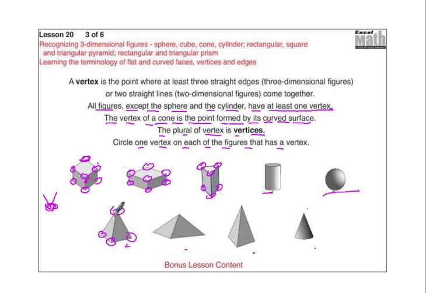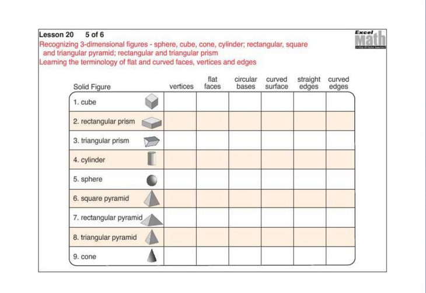You could circle all of them if you want to, but it just says to circle one of these, and that is your only choice on the cone. All right, this next part is pretty tricky.